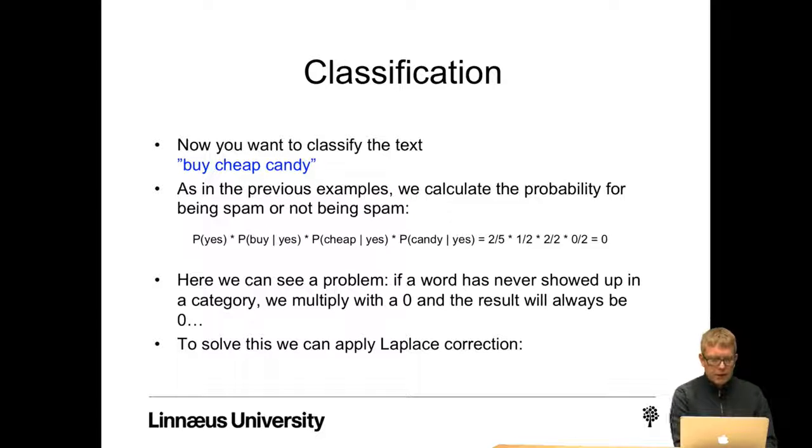And if we fill in the numbers here, we see that the result will always be 0 because candy has never appeared in examples belonging to the yes category, in spam emails. And that's a problem. If a word has never showed up in a category, we multiply with a 0 and the result will always be 0 regardless of the probability for the other words. And we need to solve this somehow, and one way of doing it is to apply what's called a Laplace correction.